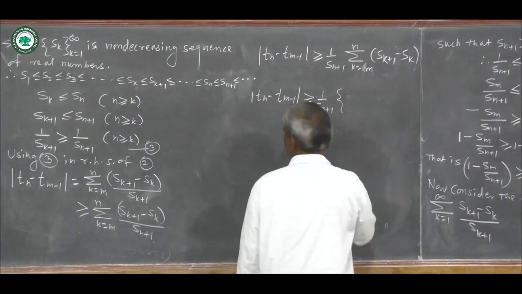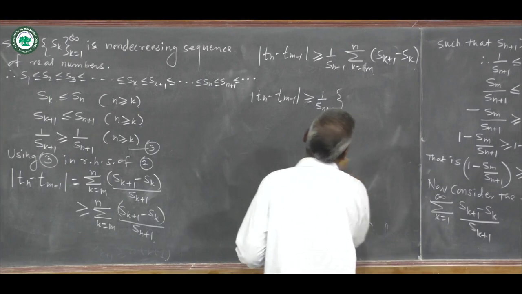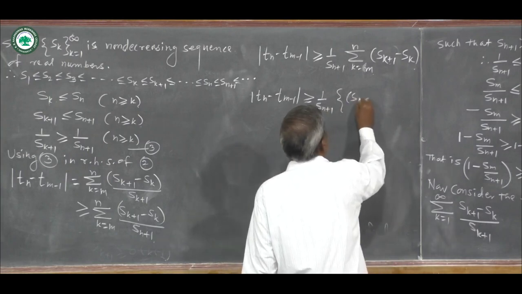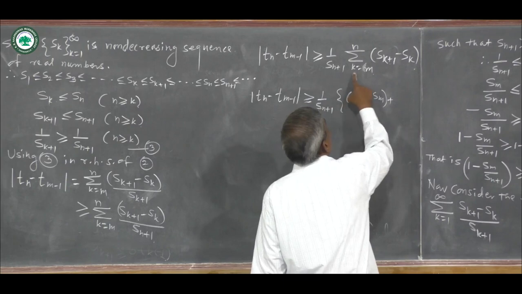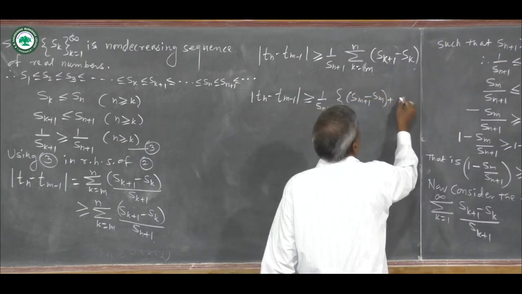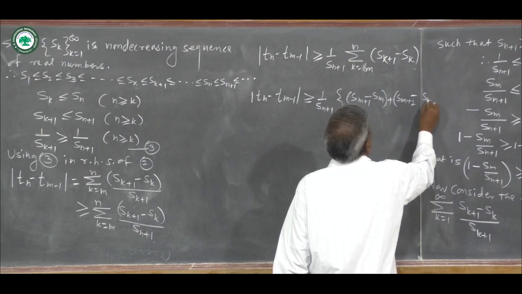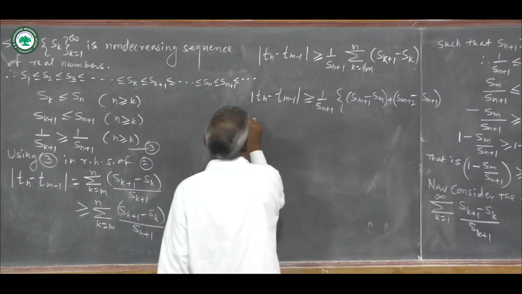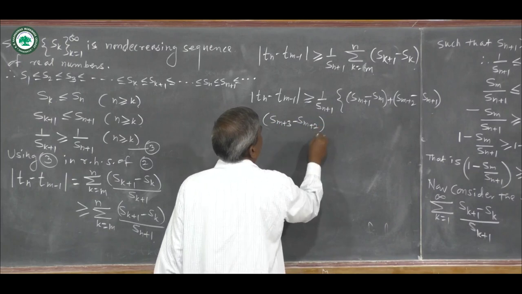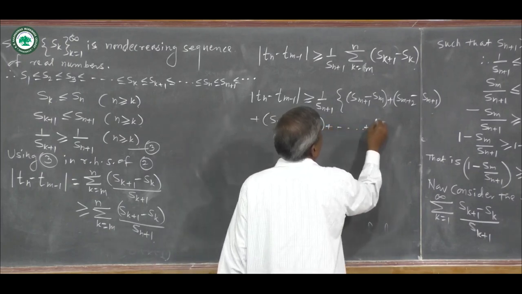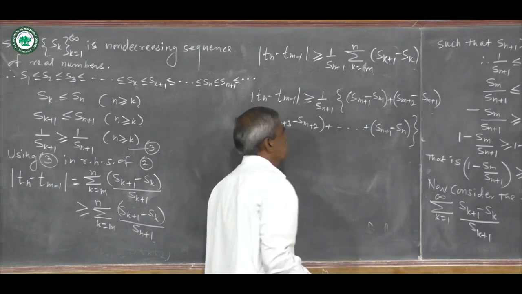Expanding, we obtain S suffix m plus 1 minus Sm, plus S suffix m plus 2 minus S suffix m plus 1, plus S suffix m plus 3 minus S suffix m plus 2, and so on. The last term is S suffix n plus 1 minus Sn. Curly bracket complete.